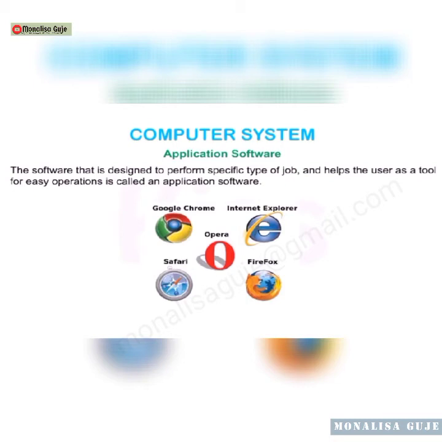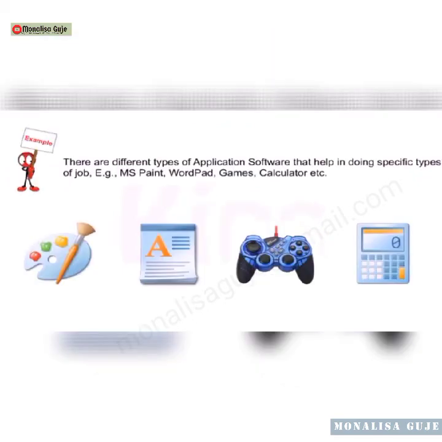The software that is designed to perform specific type of job and helps the user as a tool for easy operations is called an application software, like Opera, Safari, etc. There are different types of application software that help in doing specific jobs like MS Paint, MS Word, games, calculator, etc. MS Paint will just help you to paint, nothing else can be done. So that is application software. You can apply it for a particular reason, whereas system software will take care of the whole system. This is the lesson all about. I hope you have understood.